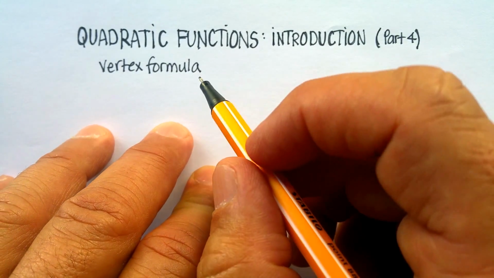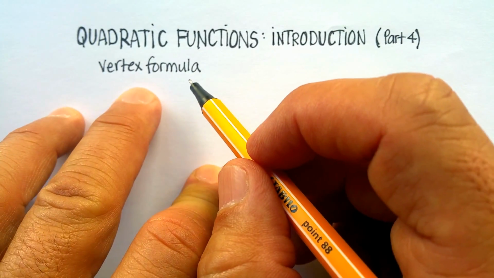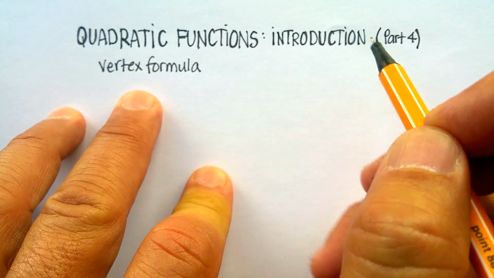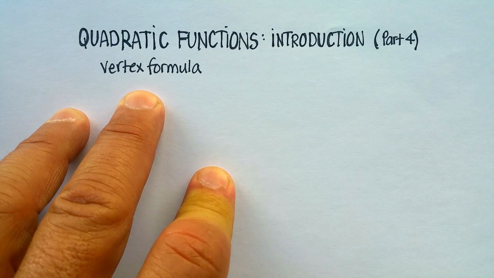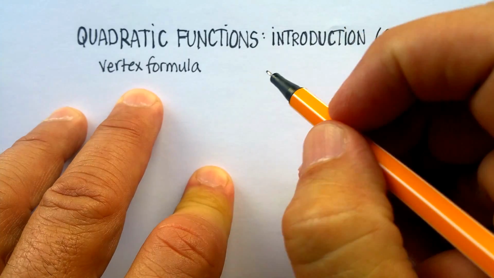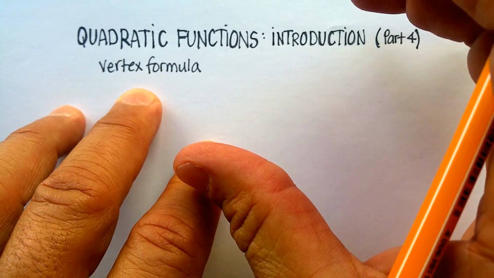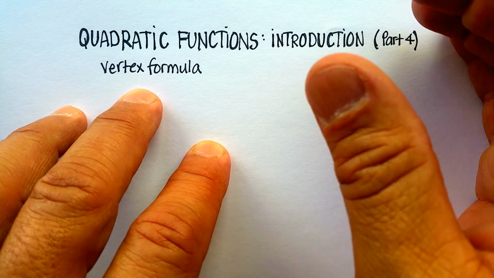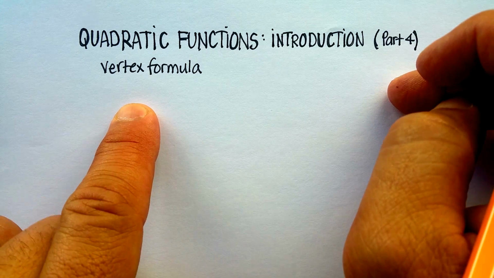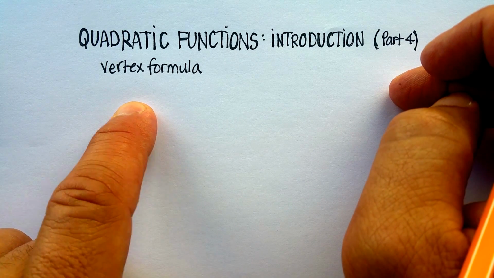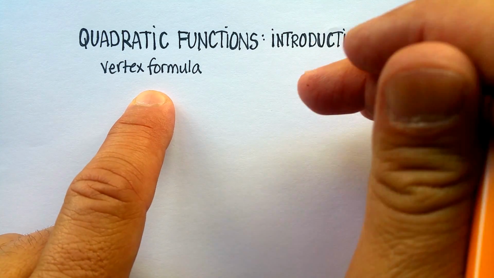Okay, in this video we're going to go over the vertex formula in quadratic functions. This is really part 4 of a series of videos I'm creating about quadratics and quadratic functions, because it's such a rich area and there's so much to know in it that I'm just going to chunk it up into 4 smaller, maybe even 5 smaller videos. So anyway, what's the vertex formula?